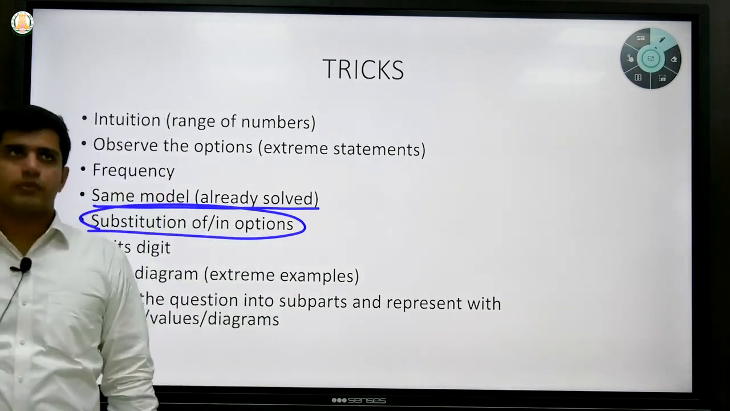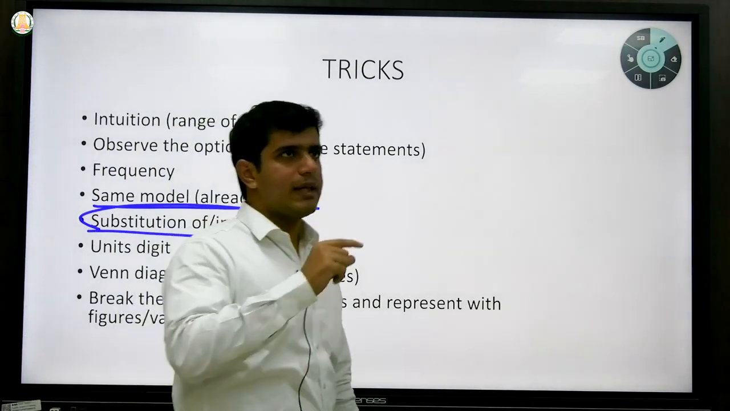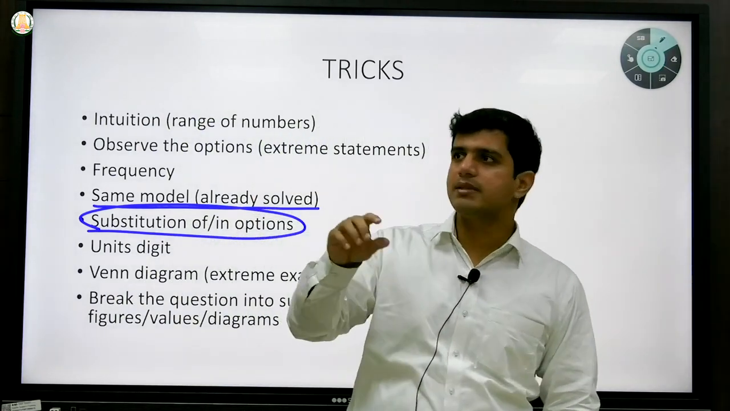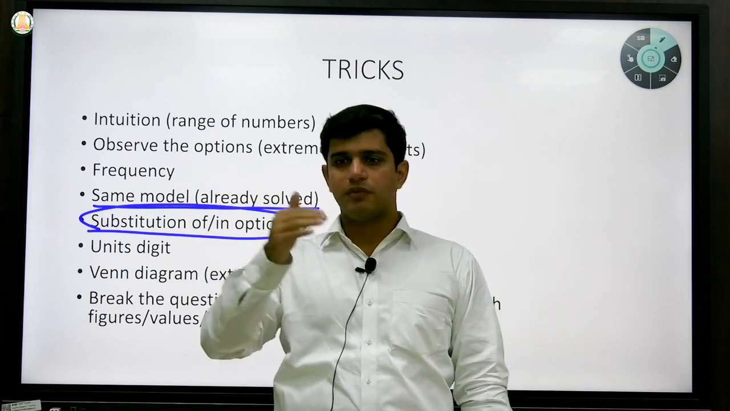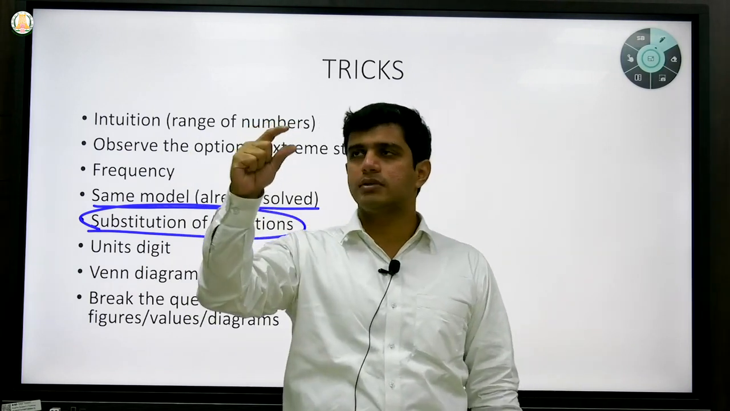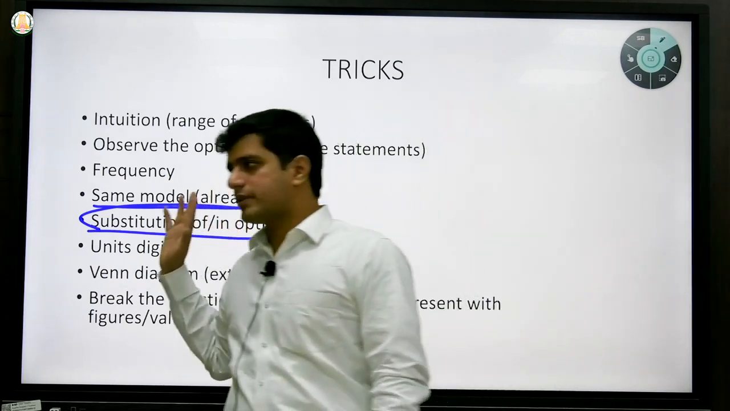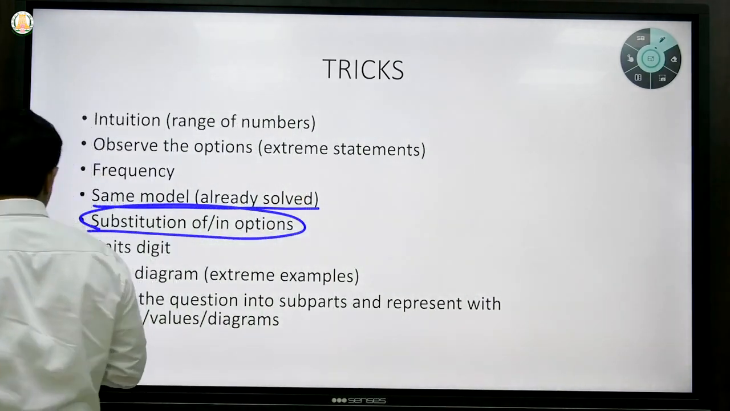So sometimes you can directly substitute the options in the questions. Sometimes they'll say, okay, this is the question, which of the following options is correct? So substitute that value from the options, and you will get the answer. Again, you will see in the CSAT 20 how it works.